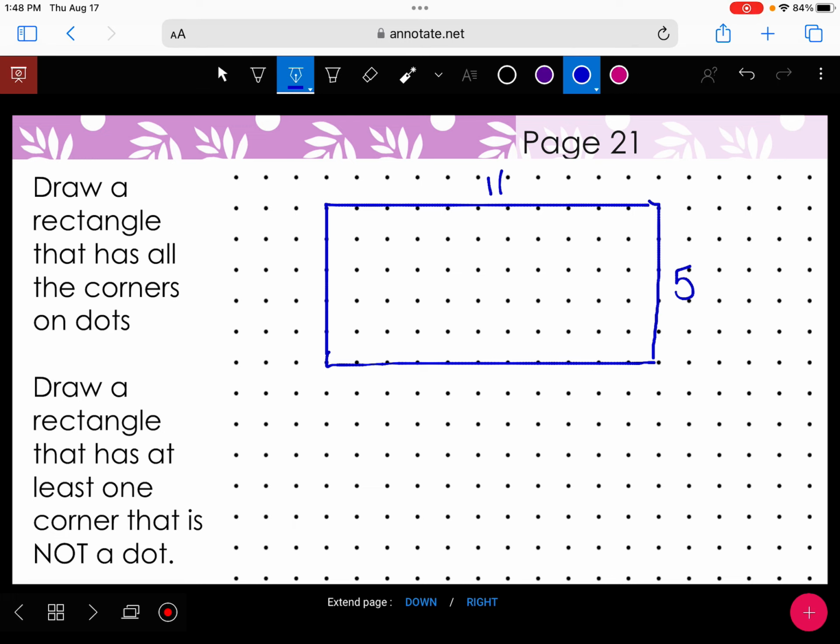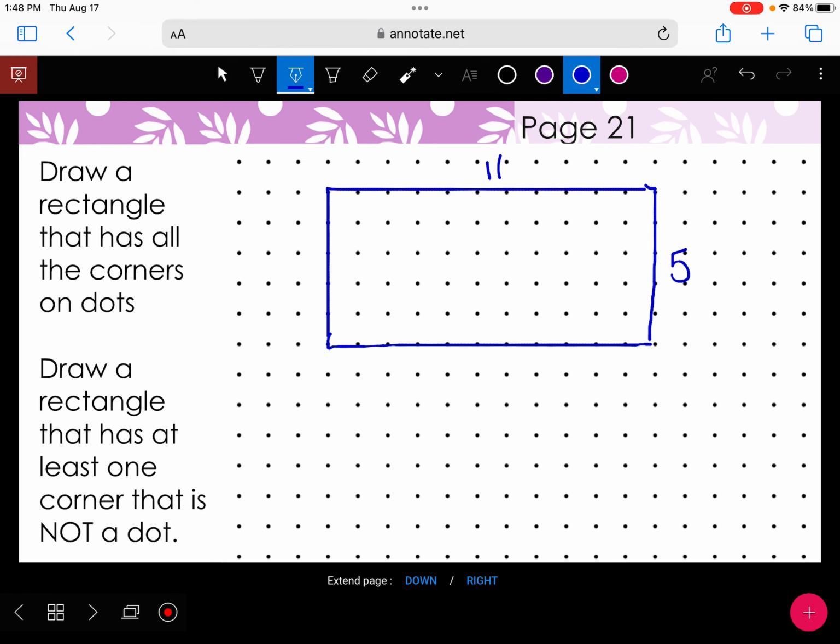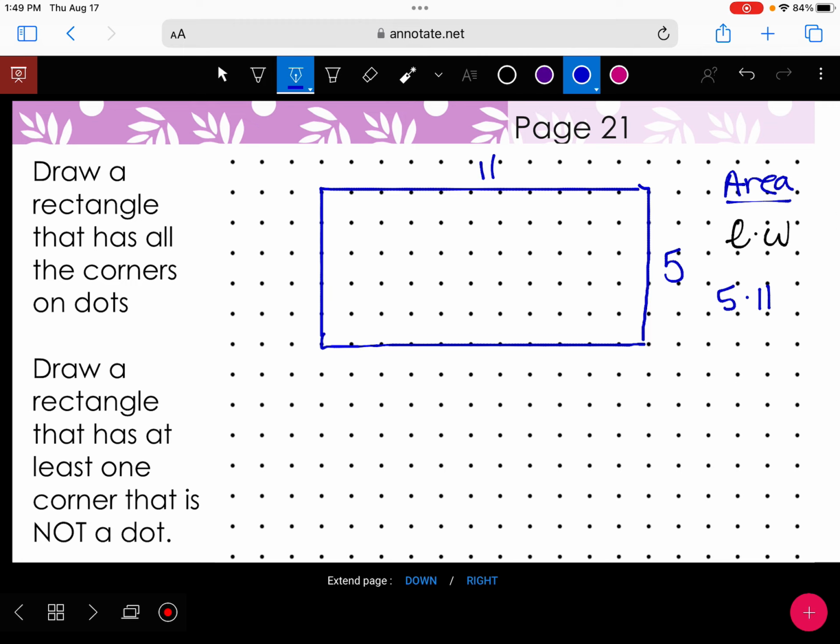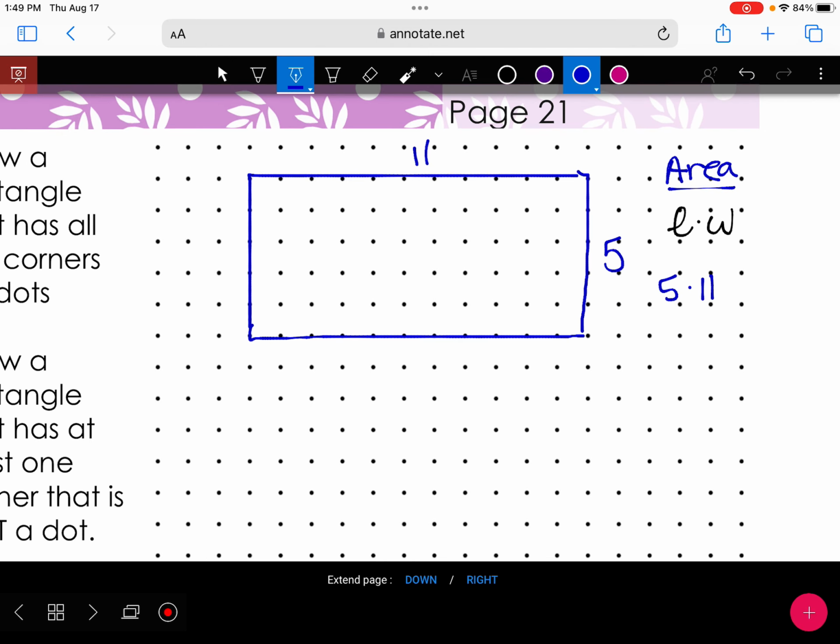So when I did mine, what is the area of my rectangle? Do you remember? How do we find area? Length times width. So my area here is going to be 5 times 11, or my area is 55, if we know our 11s, which is great.